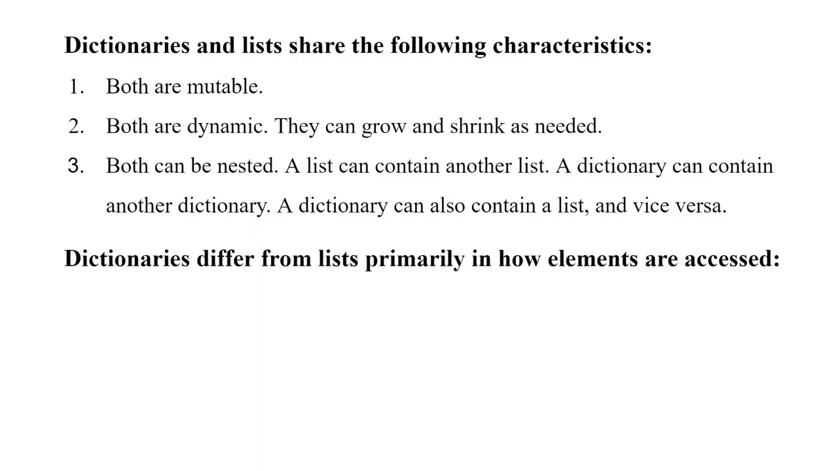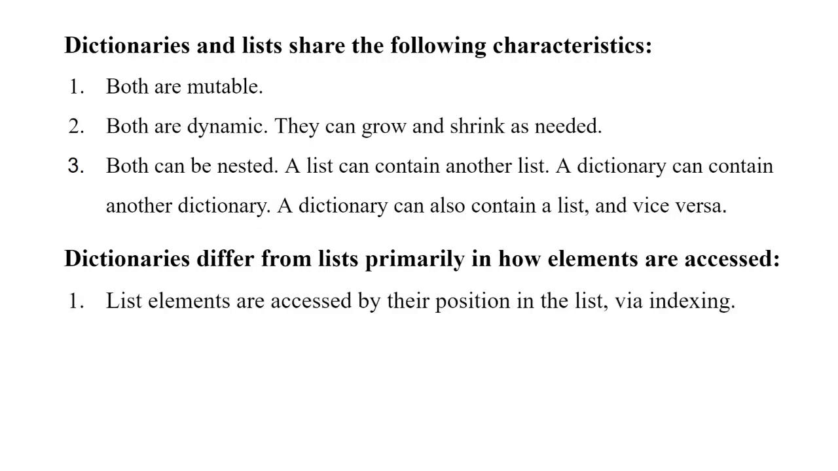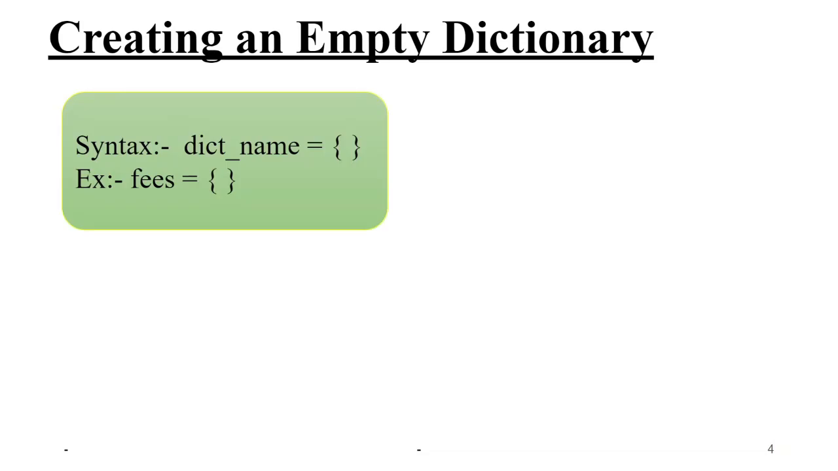Dictionaries differ from lists primarily in how elements are accessed. List elements are accessed by their position in the list via indexing. Dictionary elements are accessed via keys. Then we'll see how to create an empty dictionary. An empty dictionary is created by simply using empty curly braces, and then we can add new keys and values one at a time to form a complete dictionary.